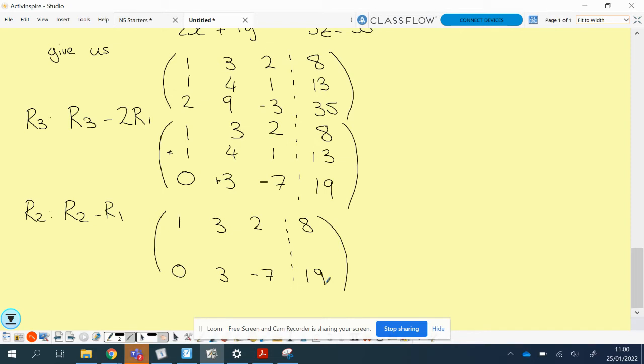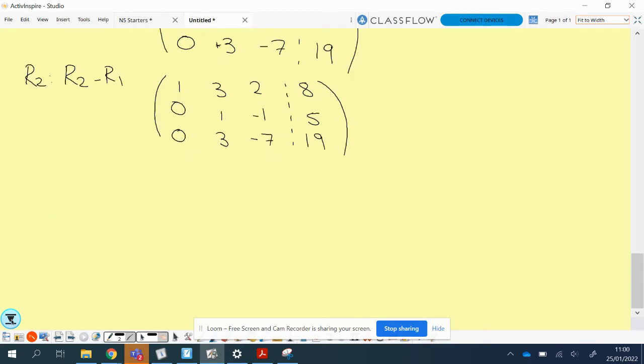Okay, let's now change this. Row 2 take away row 1, so 1 take away 1 is 0. 4 take away 3 is 1. 1 take away 2 is negative 1. 13 take away 8 is 5. So my row 2 now looks like that there.